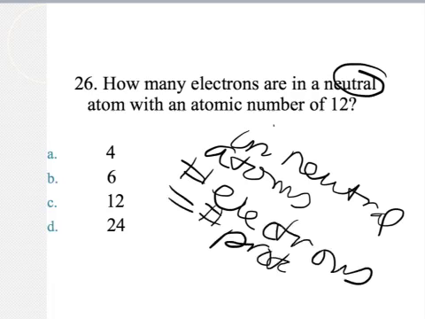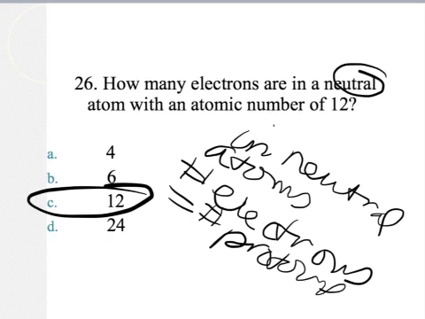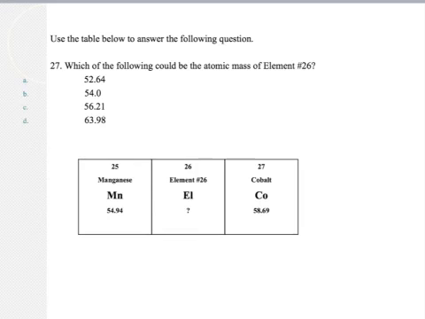There you go. Use the table below to answer the following question. Which of the following could be the atomic mass of element 26? Well, if this is 54 and this is 58, it needs to fall in between, right? It shouldn't be less because it has more protons, so that makes that one wrong. And it shouldn't be more because it has less protons than cobalt. So the correct answer, there you go.